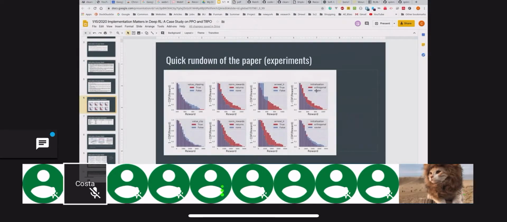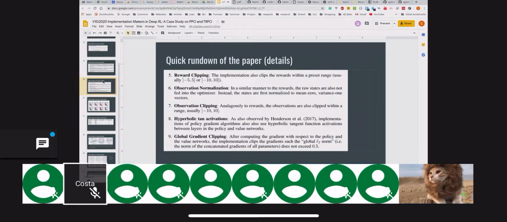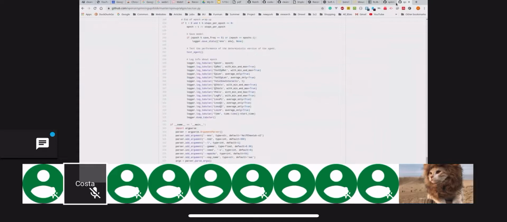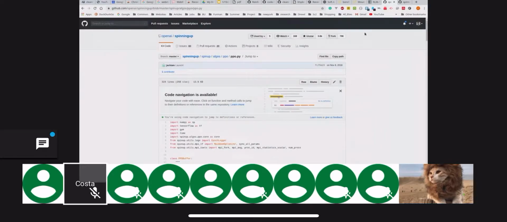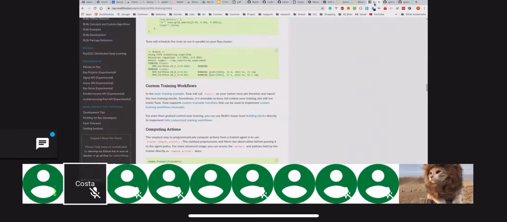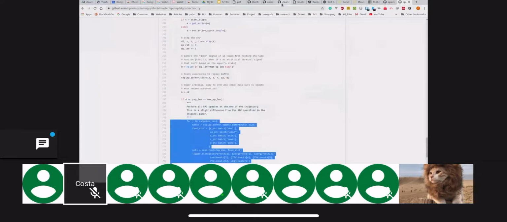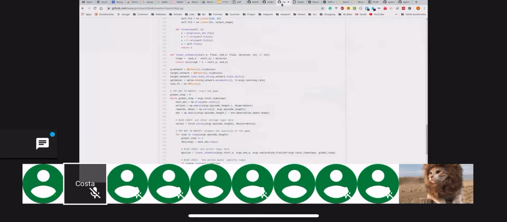I think it's mainly these four techniques: the value clipping, reward normalization, annealing, and initialization. And actually, this guy, let me see if I can find it.